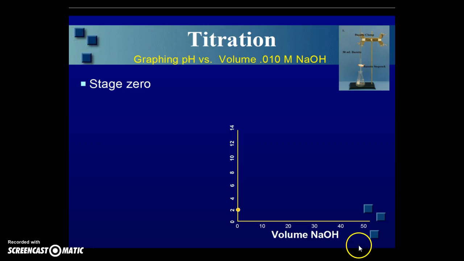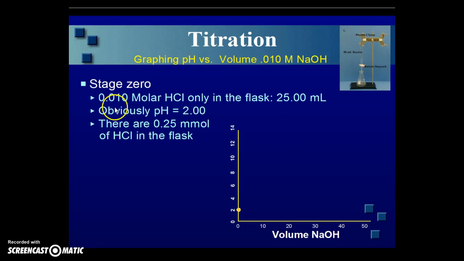Let's talk about what happens at what I call stage 0. We're going to work with a volume of 0.010 molar NaOH. We start off, 0.010 molar hydrochloric acid is the only thing in the flask here. And we'll start off with 25 milliliters. I think it's obvious that the pH, the negative log of this, is 2. There are 0.25 millimoles, 0.01 times 25, of hydrochloric acid in the flask.